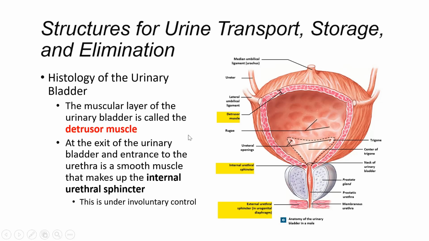We've also got two other muscular structures here. We've got the internal urethral sphincter, which is not under our voluntary control. So it's going to be located at this region here.